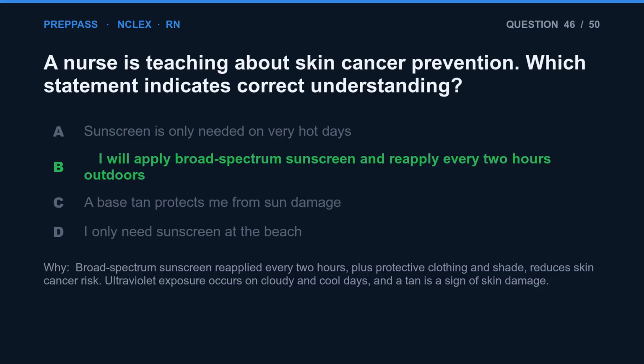The correct answer is B. Broad-spectrum sunscreen reapplied every 2 hours, plus protective clothing and shade, reduces skin cancer risk. Ultraviolet exposure occurs on cloudy and cool days, and a tan is a sign of skin damage.